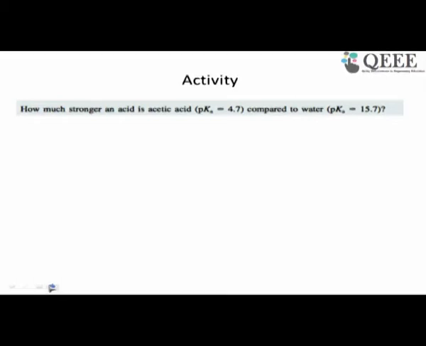This is another good problem. It asks how much stronger an acid acetic acid is compared to water. The pKa difference here is 4.7 versus 15.7. If you take the difference, it comes to an order difference of 10 power 9. So you can basically say acetic acid is 10 power 9 times stronger than water, because it's just the dissociation. This dissociation will be around 10 power minus 5, while for water it will be around 10 power minus 16. So the order difference is 10 power 9, and acetic acid is 10 power 9 times stronger than water.